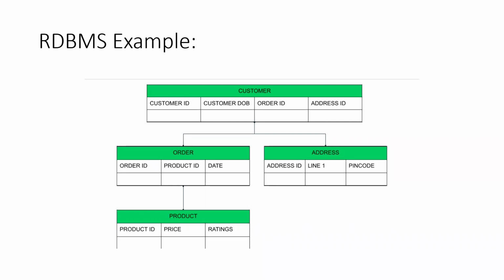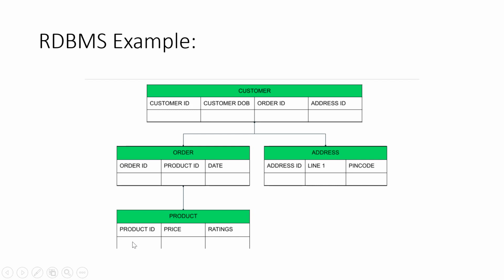Similarly, for the order table, order ID should be unique. In the order table, product ID cannot be unique. Order ID should be unique in nature, with each order having one order ID. Similarly, in the product table, product ID should be unique.